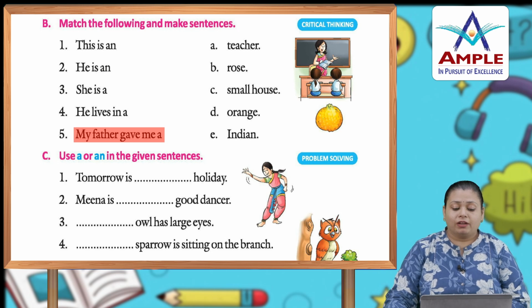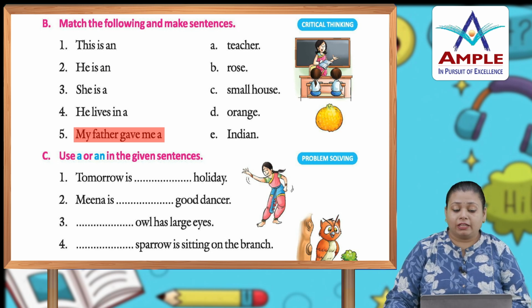You know why I have matched these words with these particular words? Because, as you can see, this is an. When you are using An, you have to find a word that starts with a vowel letter. Orange starts with the vowel letter O, so this is an orange. He is an Indian because Indian starts with the vowel letter I. And the rest: she is a teacher, because the teacher is teaching the students, he lives in a small house, and my father gave me a rose.